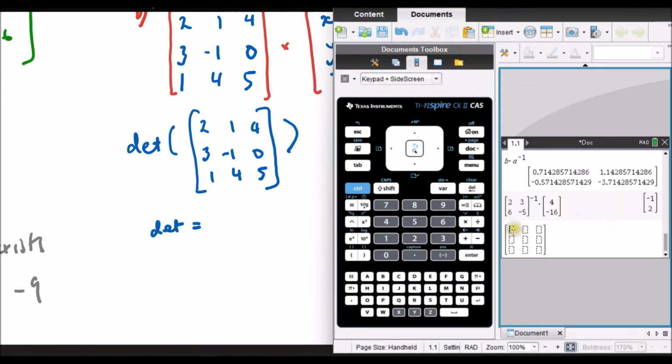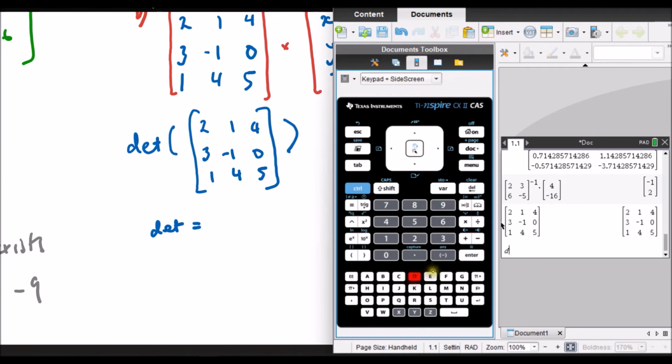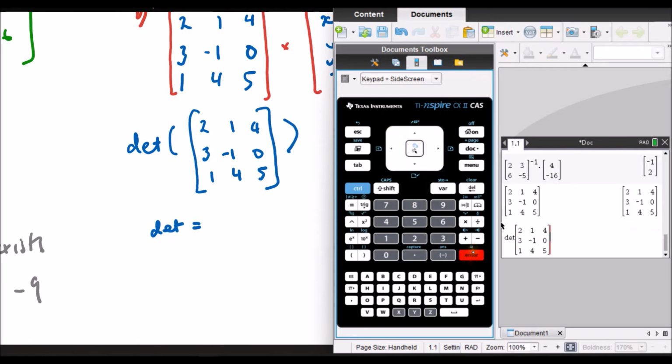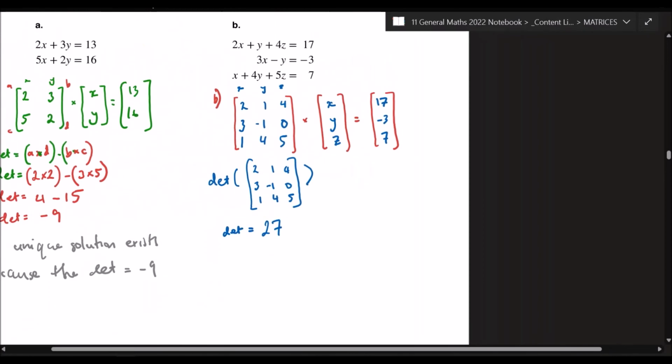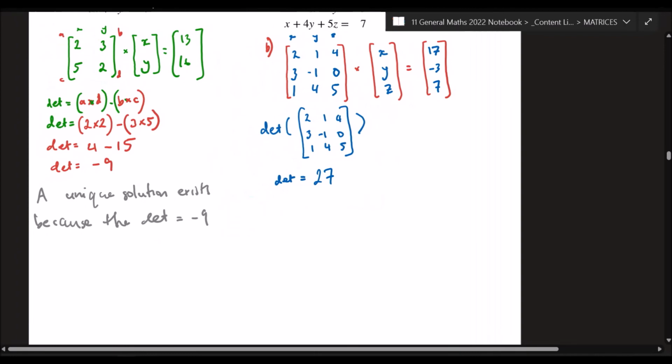Okay, so let's put them in. You got 2, 1, 4, 3, -1, 0, and 1, 4, and 5. There's a matrix. Oh, sorry, I forgot to write, you can actually just type in DET, go up there and highlight that matrix. And don't forget the bracket. Okay, and the determinant there is 27. So that means for this equation, a unique solution will exist because the determinant is 27.